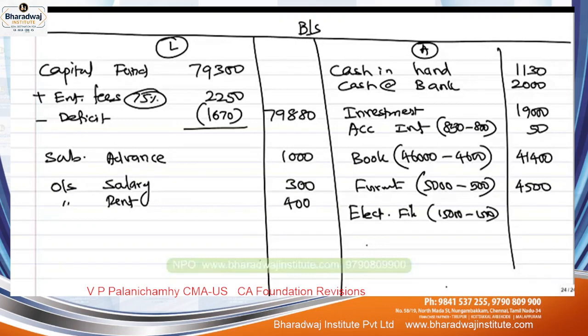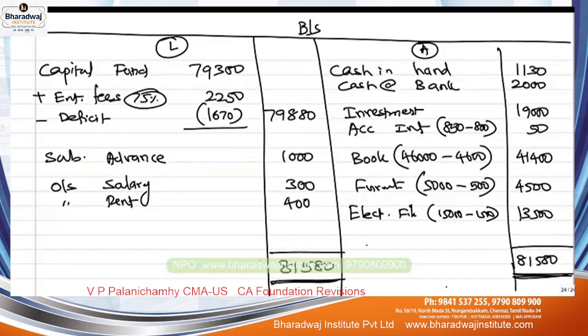4,500 வரும். Then அதே மாதிரி fittings, electrical fittings 15,000 minus 1,500. Investment on the opening balance plus purchased investments. Are you getting 81,580 total?